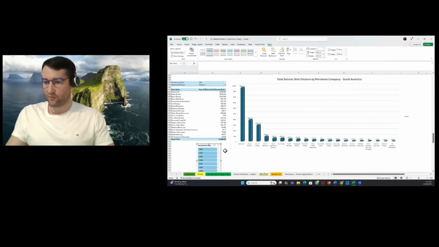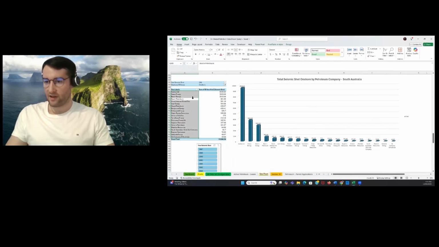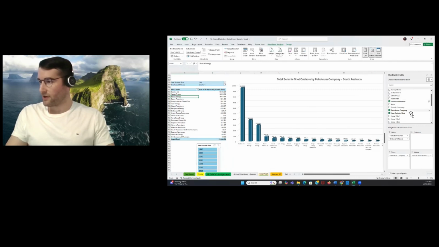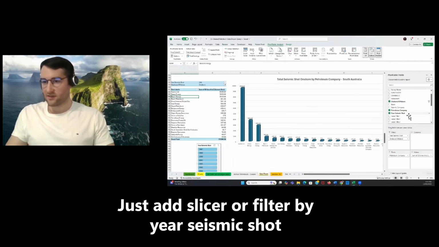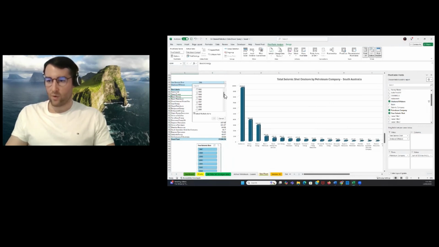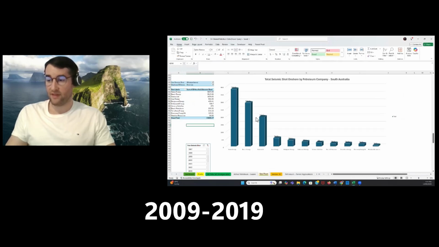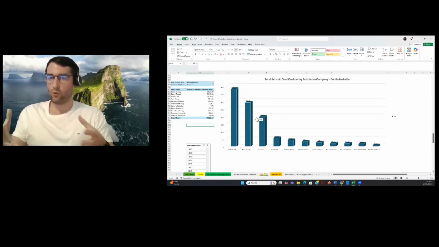Okay, and I can also just do this too. I can go up here to a pivot table and go down here to year seismic shot. Okay, what's up here? Easy. So I can just go, well, I want to know in this period, over a 10-year period from 2009 to 2019. Okay, cool. They're the big players. That's who shot the most 3D seismic in that last 10-year period that we have on record within this data set.